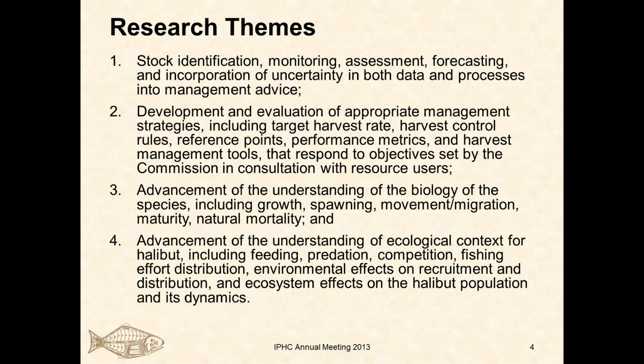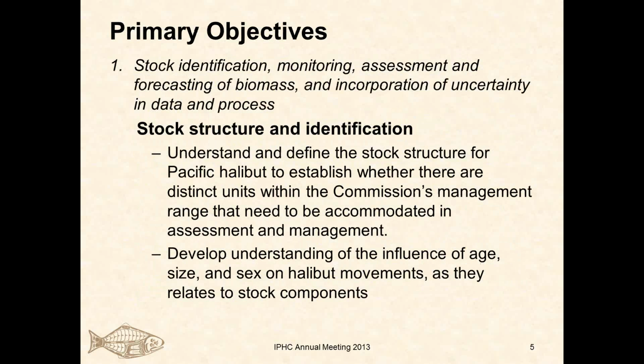The 4 main research themes that we identified previously were: stock identification, monitoring, assessment and forecasting, and incorporation of uncertainty; development and evaluation of appropriate management strategies, including harvest rates and all the associated tools that go along with that; advancing the understanding of the biology of the species, including growth, spawning, movement, migration, natural mortality, etc.; and an understanding of the ecological context for halibut, including feeding, predation, environmental effects, and ecosystem effects. Each one of these research themes has primary objectives, and under those primary objectives are various projects.